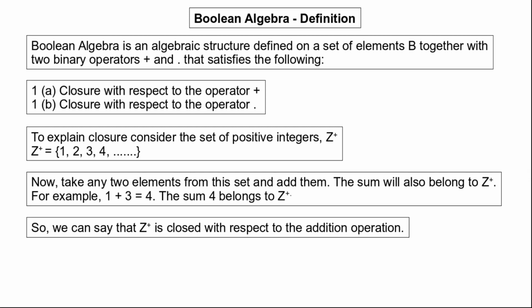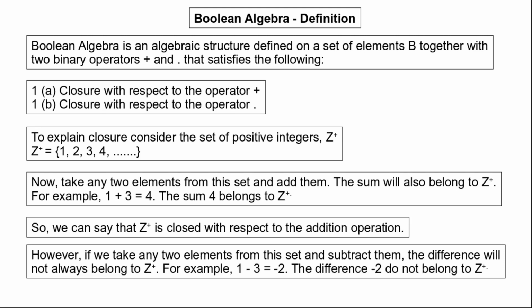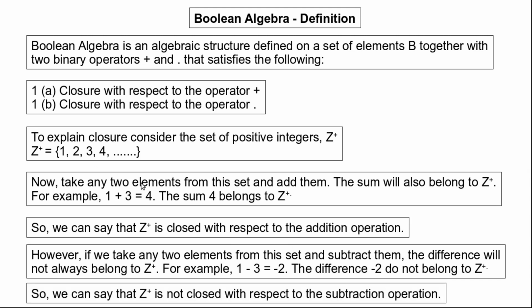to the addition operation. However, if we perform subtraction between any two elements, the difference may not always belong to Z plus. An example of it is if we do 1 minus 3, the difference is minus 2, and minus 2 is not a member of Z plus, because in Z plus we only have positive integers. So if we take any two elements from Z plus and perform the subtraction, the difference may not belong to the set, and hence we say that Z plus is not closed with respect to the subtraction operation.